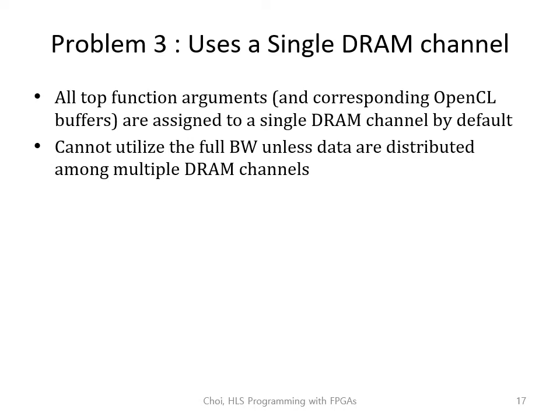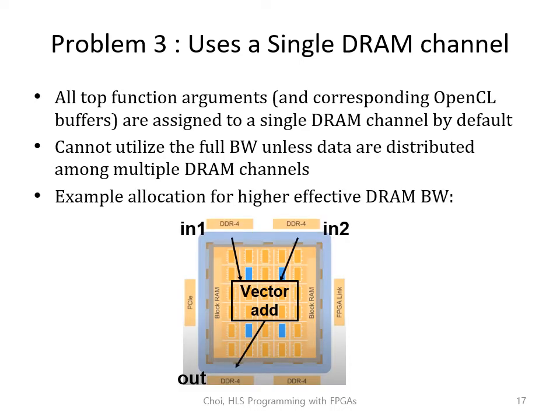The third problem that is stopping us from reaching the ideal DRAM bandwidth is that we are not using all the DRAM channels. All top function arguments and the corresponding OpenCL buffers are assigned to a single DRAM channel by default. Since there are 4 DRAM channels on F1, we cannot utilize the full bandwidth unless data are distributed among multiple DRAM channels.